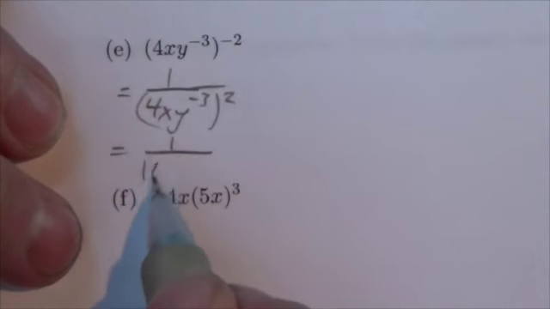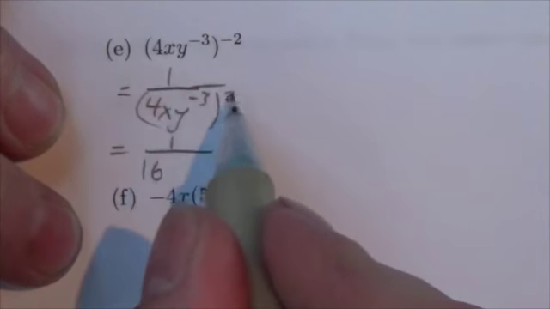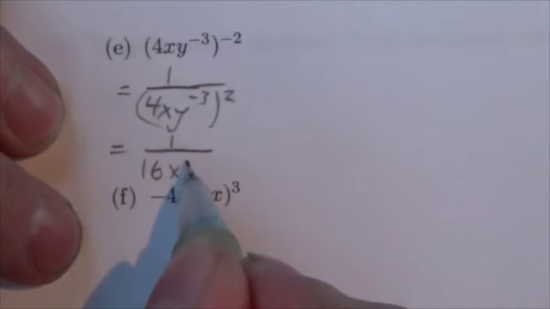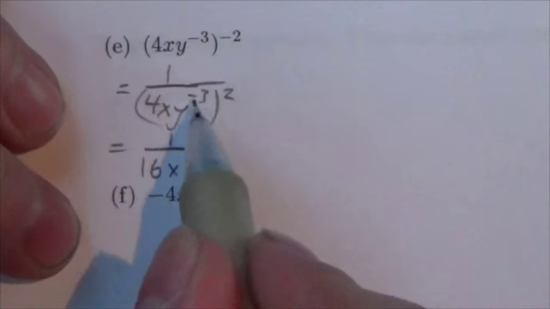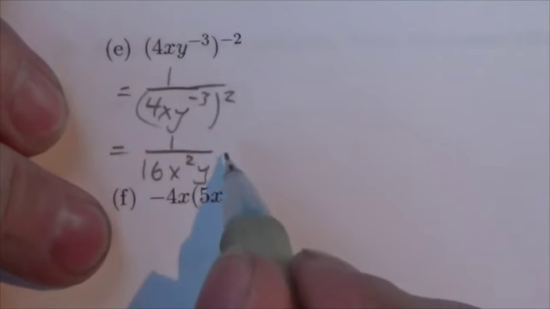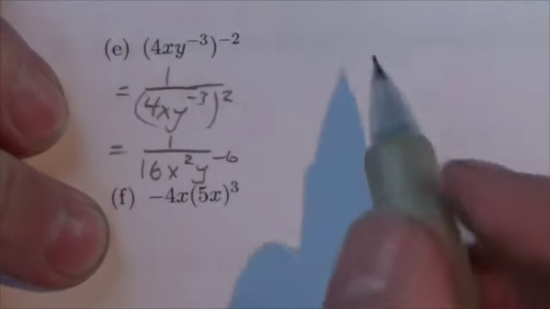So 4 squared will be 16. X to the 1 squared, I multiply those exponents, will be x squared. Now here's what I've been waiting for. This becomes y to the negative 3 squared. I just multiply that through. So this becomes y to the negative 6.